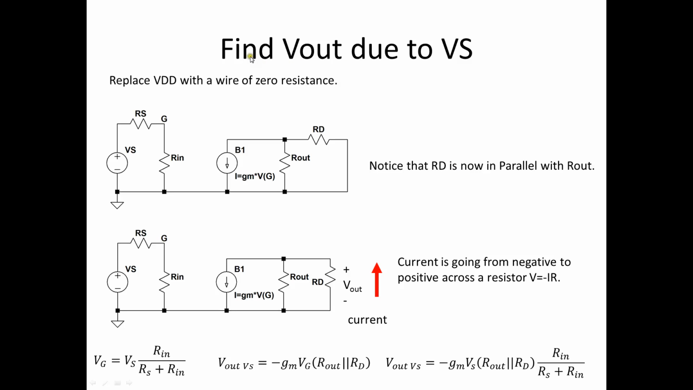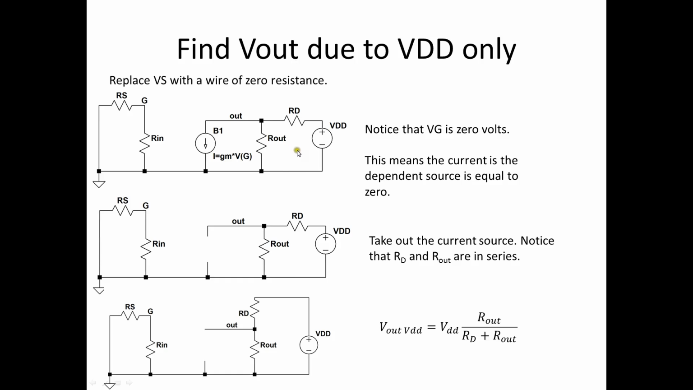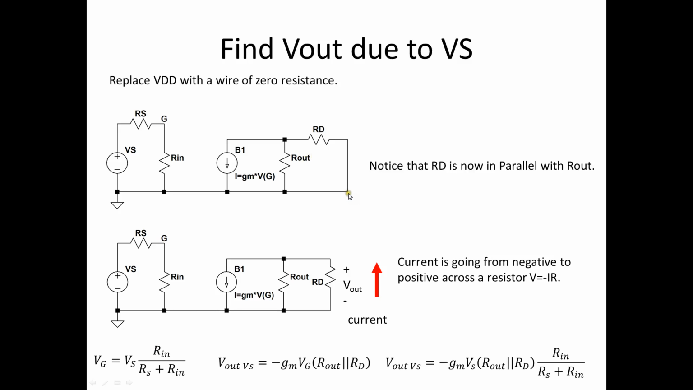So let's first do it by finding V out due to VS. Replace VDD with a wire of zero resistance. So I took out the voltage supply, and now there's a wire of zero resistance. And you can notice that now RD and R out are in parallel because they have two common independent nodes. They're both connected to this node and to this node. Now we see that they're in parallel.